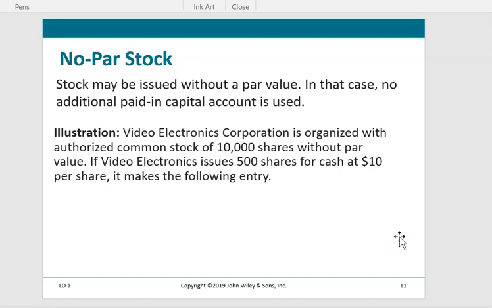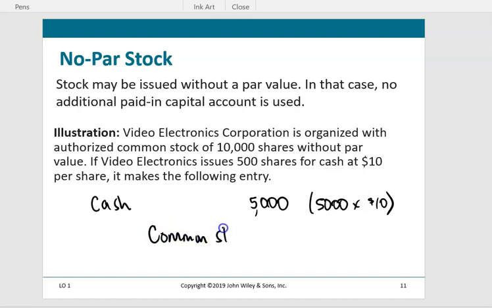Stock can sometimes be issued as no par, depending on what the state regulations allow. And in that case, no additional paid-in capital account is used. So real simple, we see this example here. Video Electronics Corporation is authorized to issue 10,000 shares. They actually issue 500 shares at $10 per share. There's no par value to the stock, so we record the entire entry directly. The cash received is 500 times 10, or 5,000. Market price times number of shares goes to cash, and then because this is no par stock, it goes directly into the common stock account. Pretty straightforward.